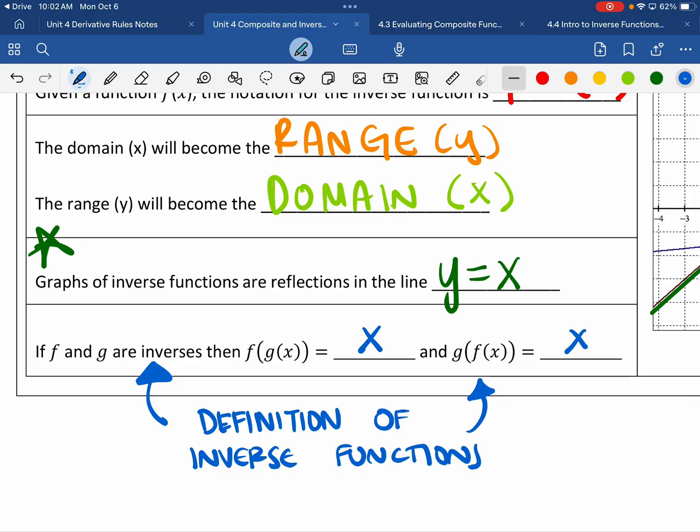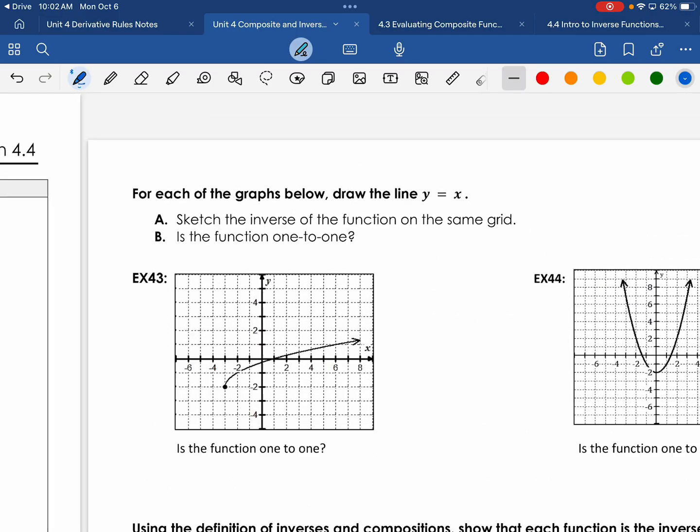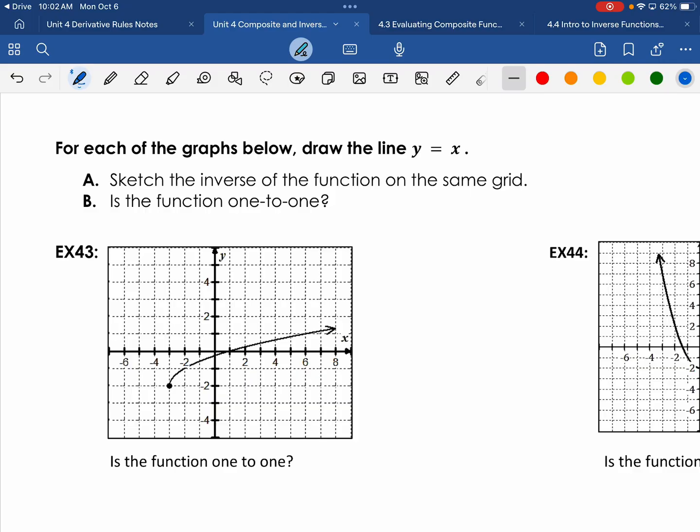All right, we good so far? Yes, ma'am. All right, let's go to example 43. My first question that I'm going to answer. What am I doing on that?